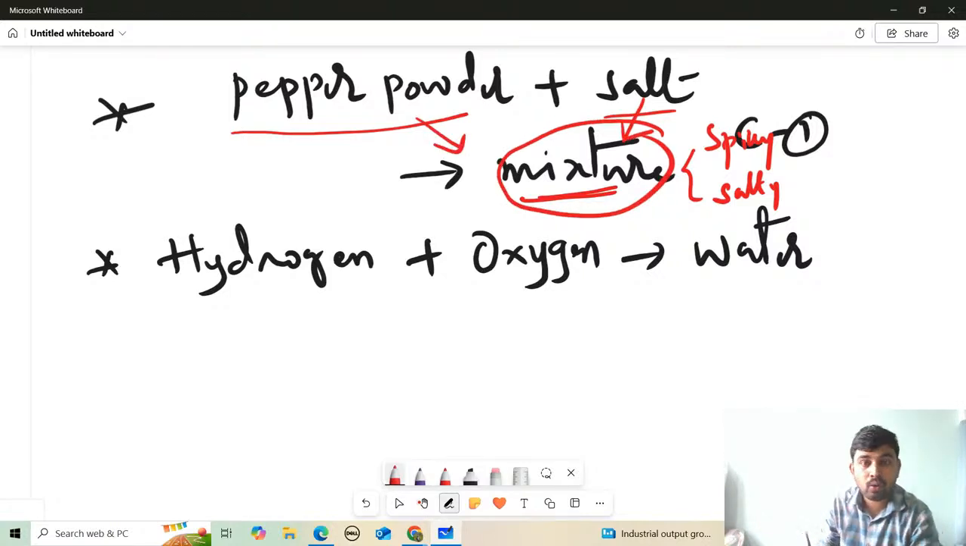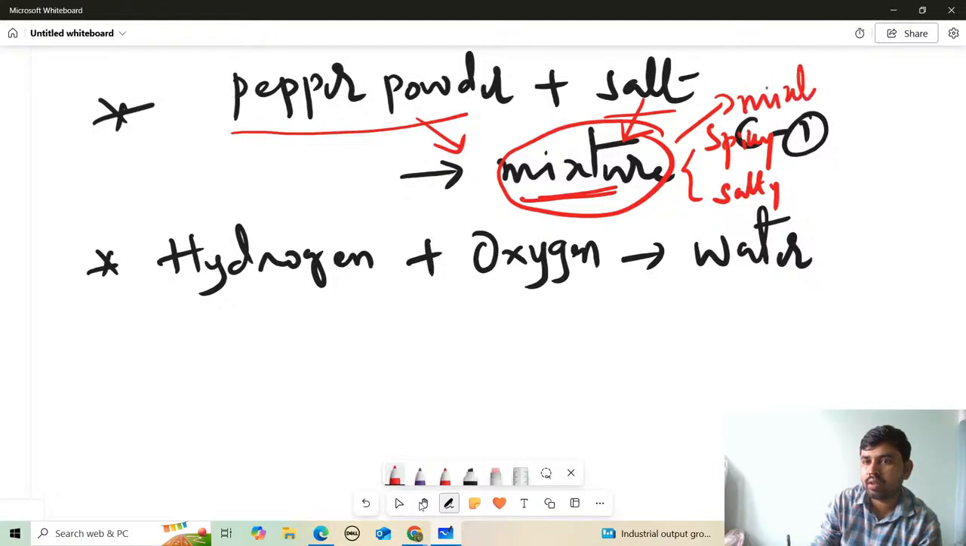They are just together, but they did not lose their properties. That's why we can call it a mixture. These kinds of things, where two substances are together with each other without losing their original characters, are called a mixture.